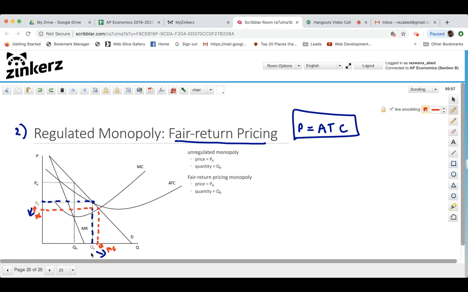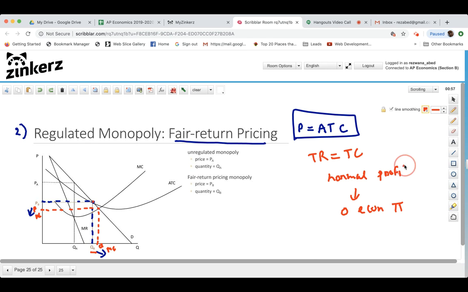But at PB and QB, their price is exactly equal to their average total cost, which means that total revenue is equal to total cost, which means what? Do they have profit or loss or what? They have neither of it. What do we call that? I think normal, yes, great. Yes, they have normal profit, or we also call it zero economic profit.